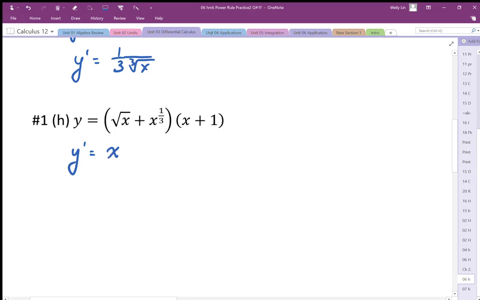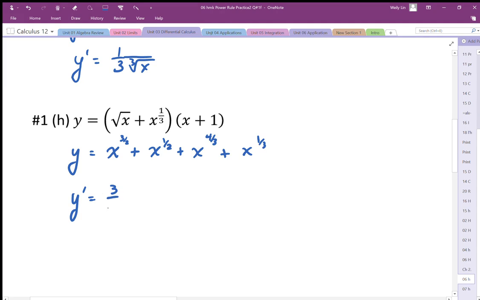So I get x to the 1/2 times x to the 1, this is 3 over 2, plus outside is going to be x to the 1/2 times 1, plus inside is going to be x to the 1/3 times x to the 1, so x to the 4/3 plus x to the 1/3. Once I've expanded that, oops, this is not the derivative, that's just y. Once I expand that, now I can differentiate because all the x terms are separated by pluses.